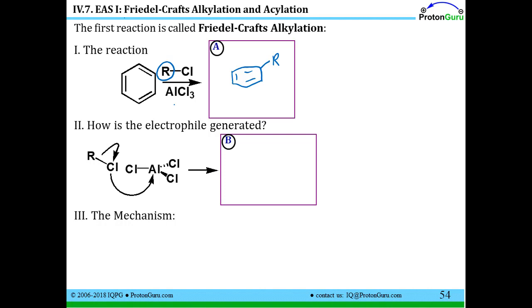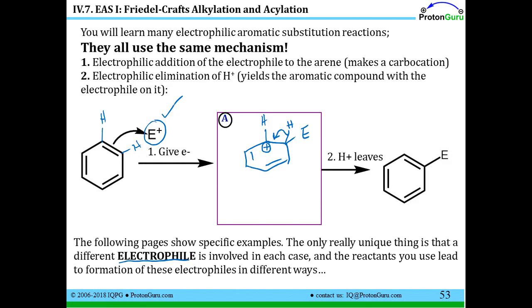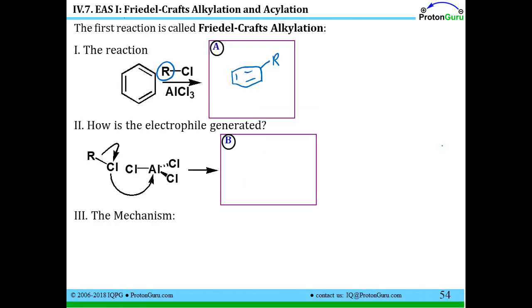If you look back at the general mechanism we learned, that means we need an R+, right? And a carbocation must be the electrophile in this case. So what we really need to figure out is how I get the R+ from the interaction of these two species so they can make the R+ before it reacts with benzene. Well, let's think about this aluminum trichloride reagent a little more carefully before we figure out the mechanism down here.